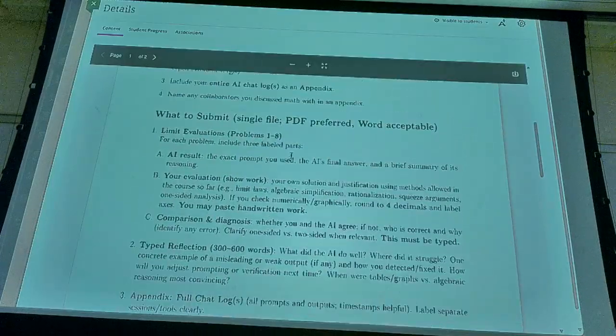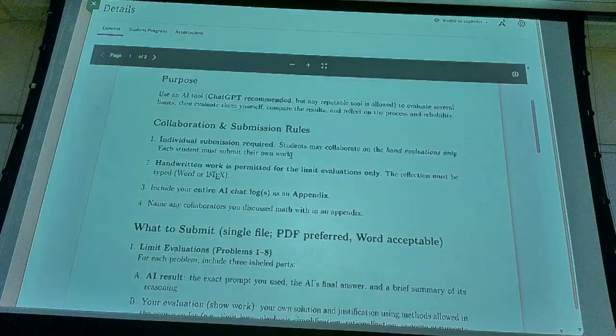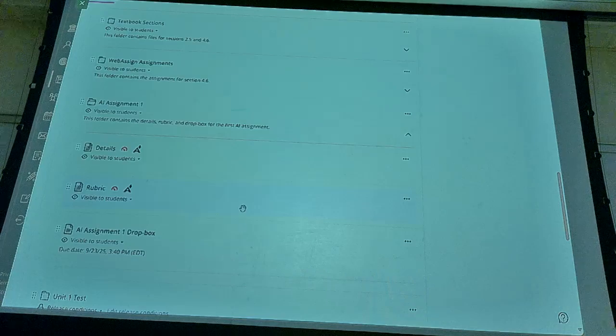Right, make sure you read the instructions and you follow them. And then just like with the group assignment, there is the grading rubric there for you to look at as well, how it's going to be graded.